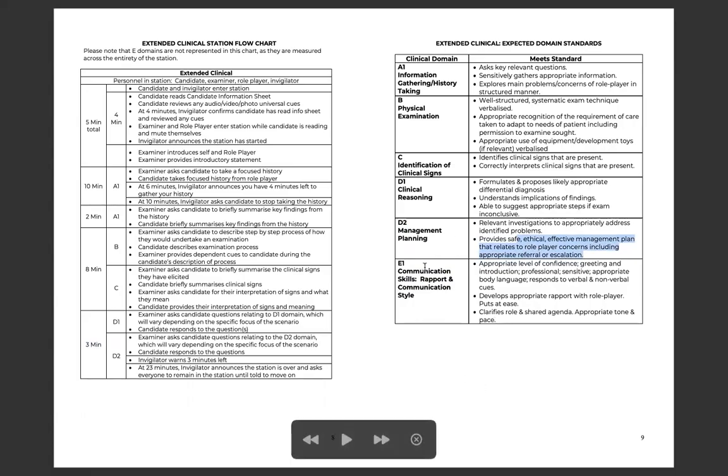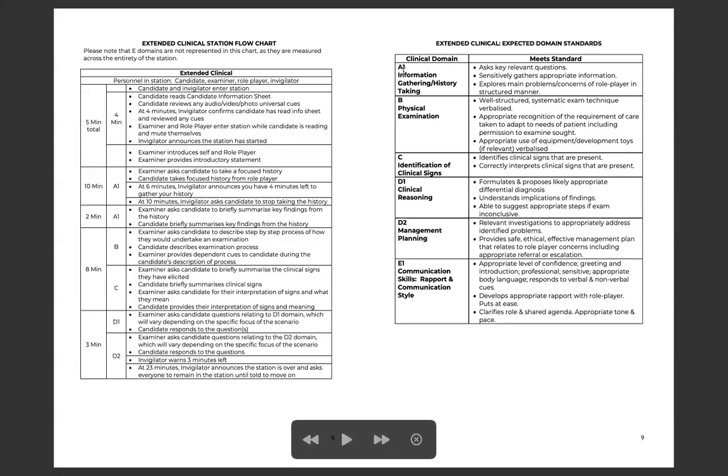Then the communication skills: rapport, appropriate level of confidence, greeting, introduction, professional, sensitive, appropriate body language, response to verbal and non-verbal cues, develops appropriate rapport with the role player and puts at ease. Clarifies role and shared agenda, appropriate tone and pace. So this covers all over the station, your communication skills, rapport, empathy, sympathy, everything should be all over the station.